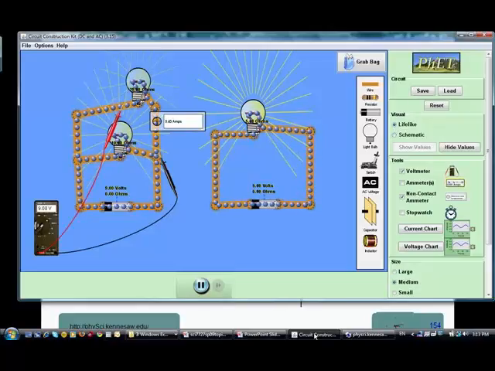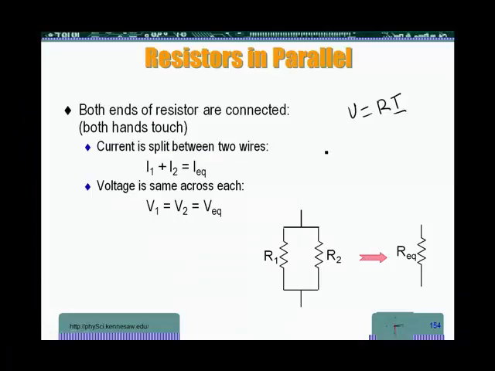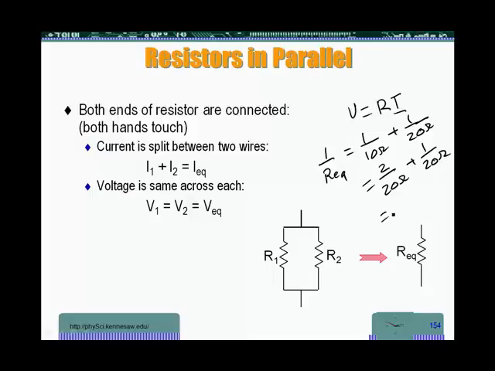Now, to find the equivalent resistance, let me calculate it here. So 1 over R equivalent is going to be 1 over 10 ohms plus 1 over 20 ohms. In this case, I'm going to put them in the same denominator. So 2 over 20 ohms plus 1 over 20 ohms gives me 3 over 20 ohms. So my R equivalent is the inverse of that. R equivalent is 20 over 3 ohms, which is 6.67 ohms.